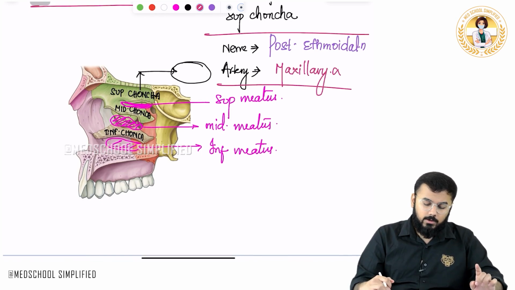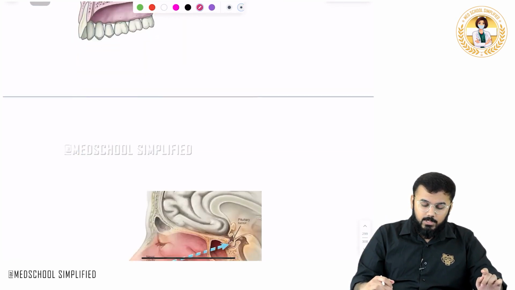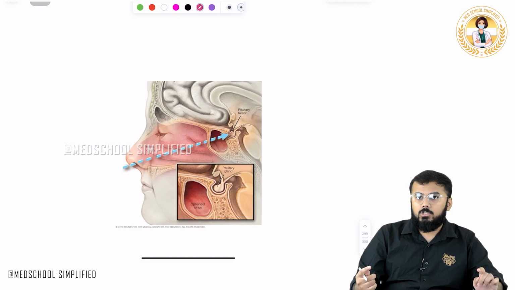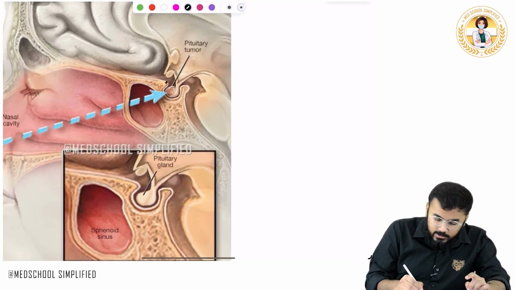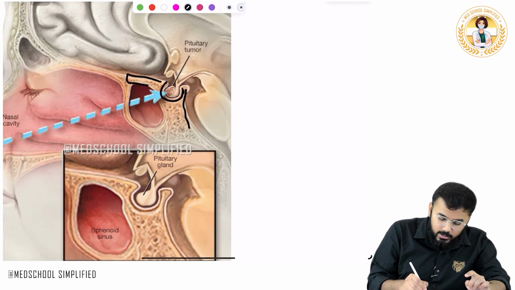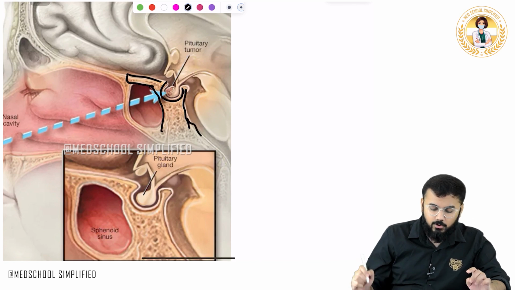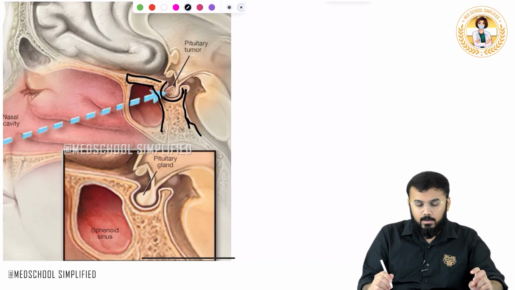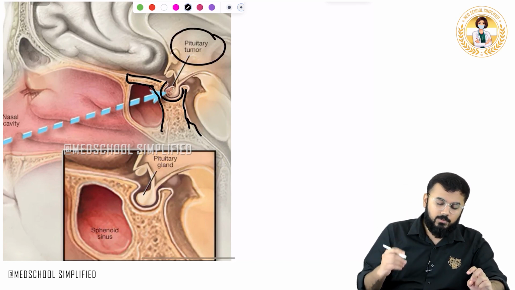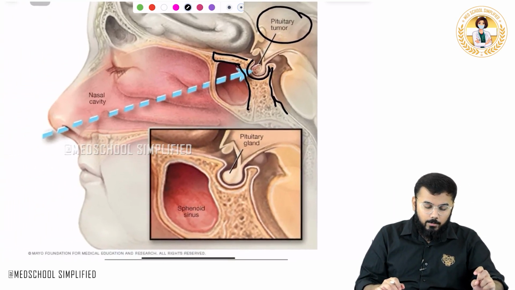Now, one very important thing I want to tell you here is that there is something called sella turcica of the sphenoid bone. If you look at this picture, this is your sella turcica of this particular bone, which is called the sphenoid bone. Within this sella turcica of the sphenoid bone, you have the pituitary gland. Let us say the patient has a tumor of the pituitary gland. So, how do you operate?